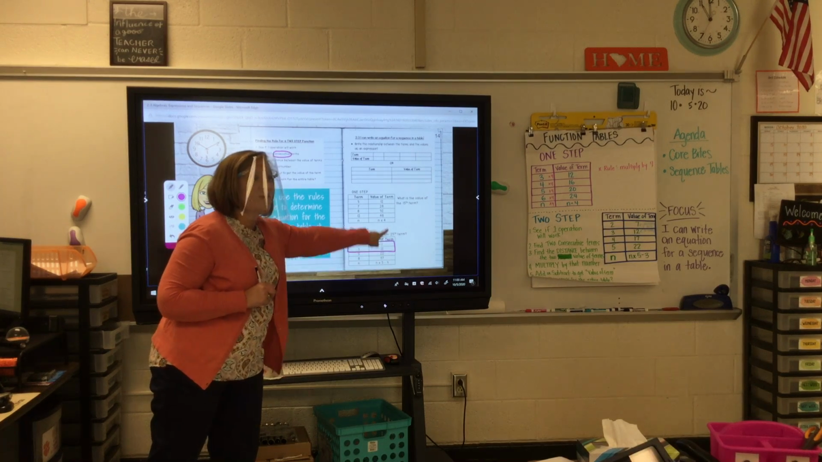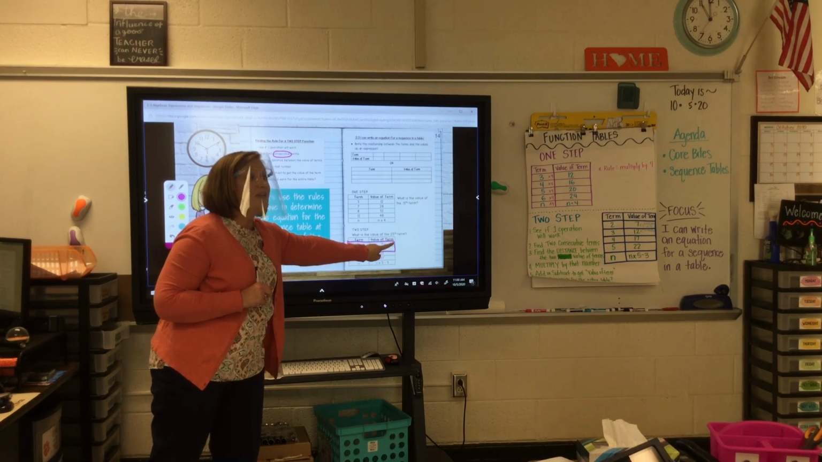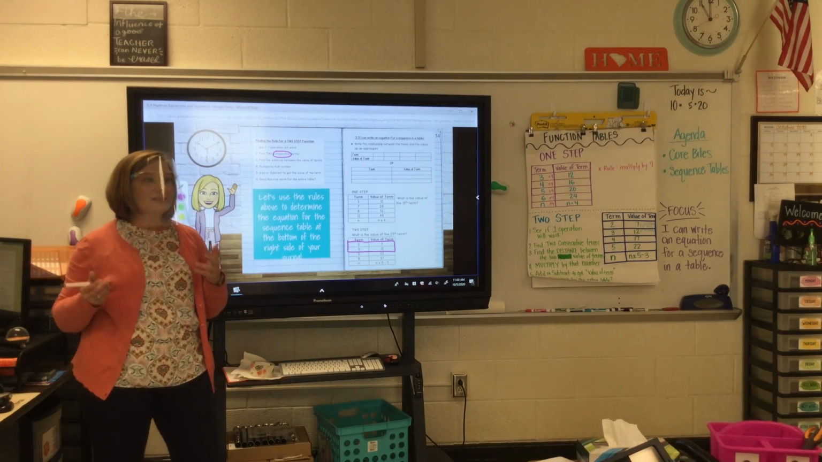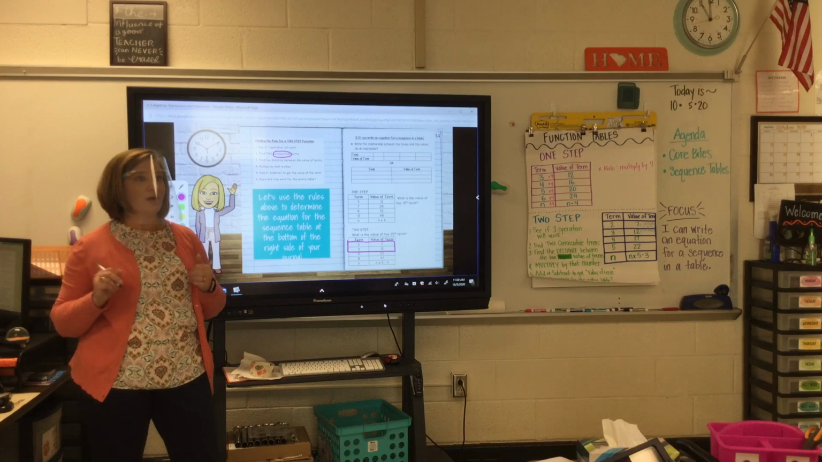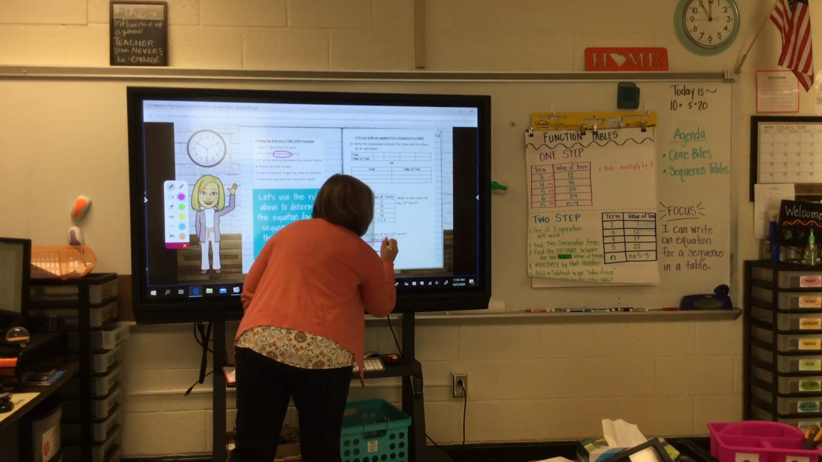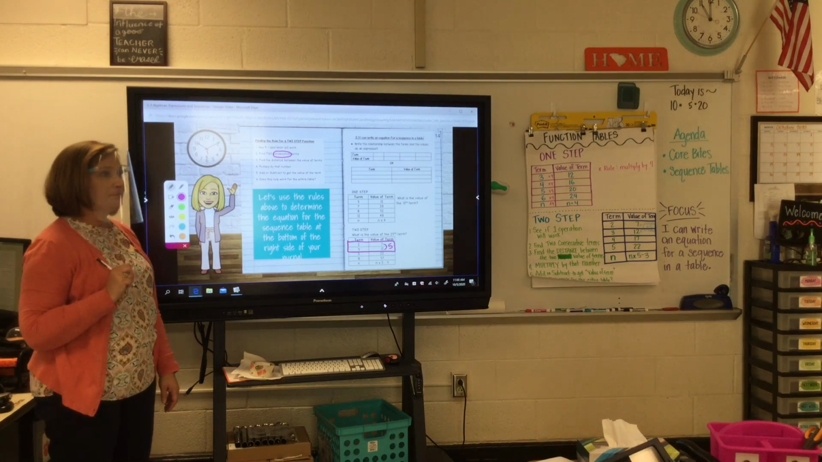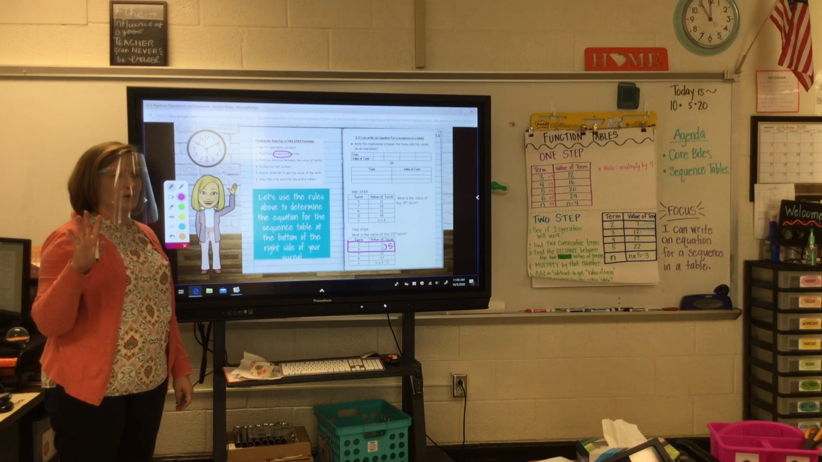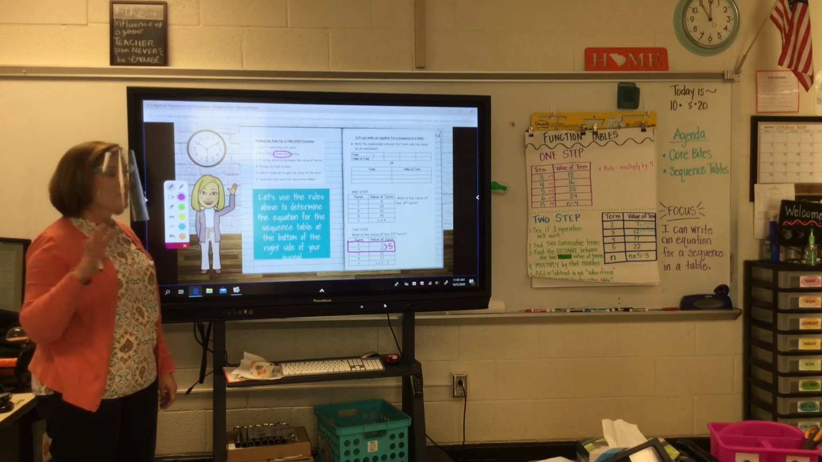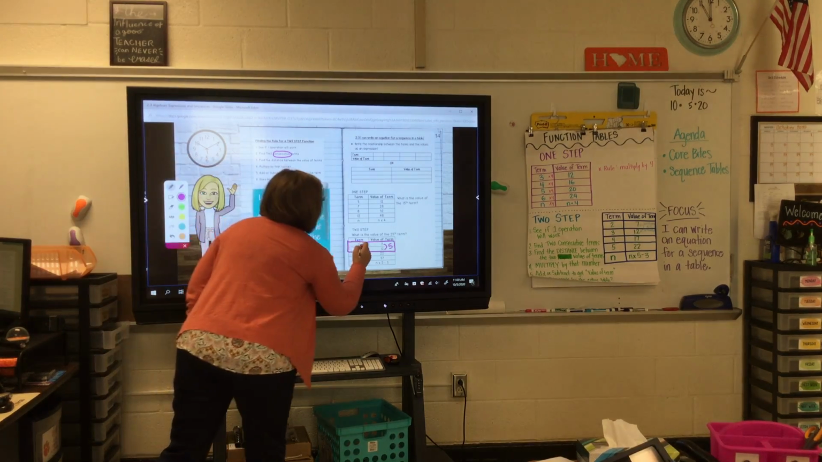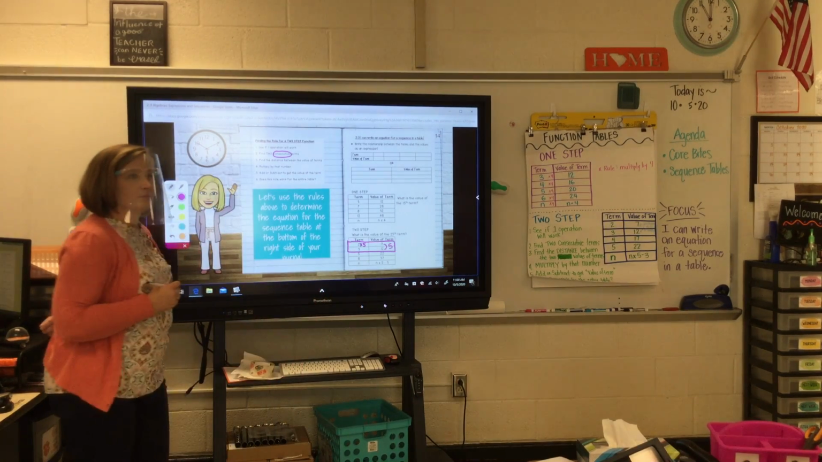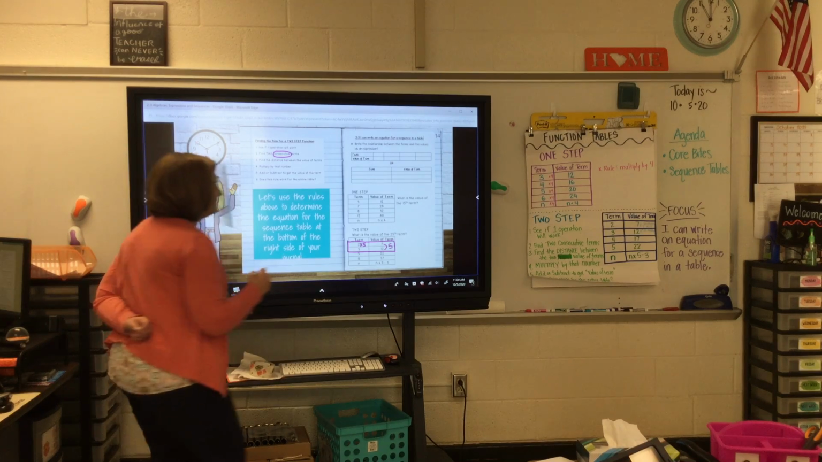The value of terms are over here on the right. So I need to find the distance between 7 and 12. What is the distance between 7 and 12? 5. Now, what does step 4 say we need to do with that number? Multiply by that number. So I'm going to do 2 times 5. What's 2 times 5? 10.